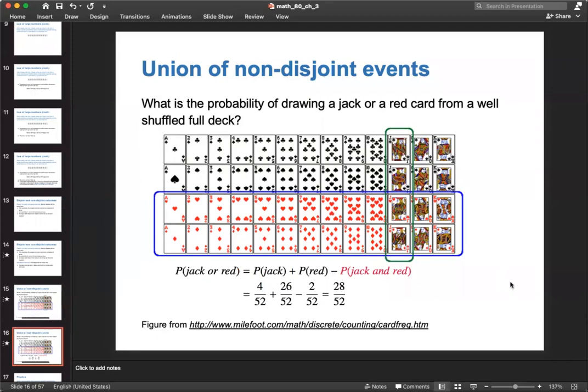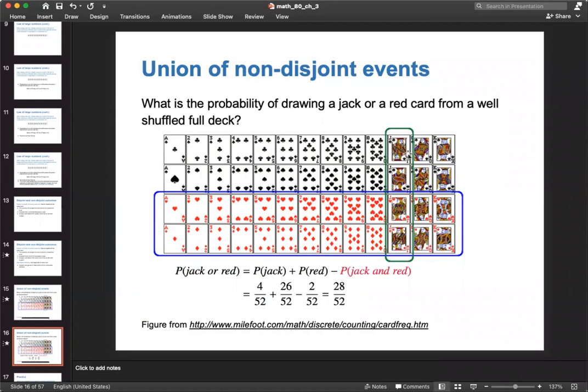This is quite interesting. So the probability of getting a jack or a red is equal to the probability of getting a jack. So in this case, you're going to choose either these 4 cards right here, or you're going to choose a red card, which means you're going to choose all these right here. But if you choose this one plus this one, you're going to double count the red jacks, because they're already included in the list of red cards. So to account for that double counting, you have to subtract off the event that you are both a jack and a red, which is going to be these 2 cards right here.